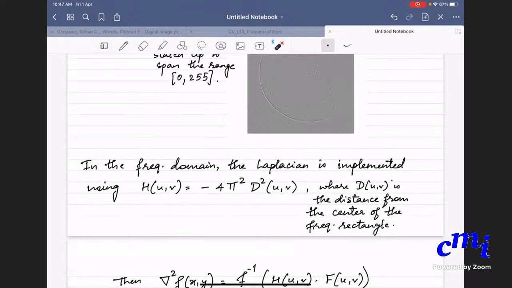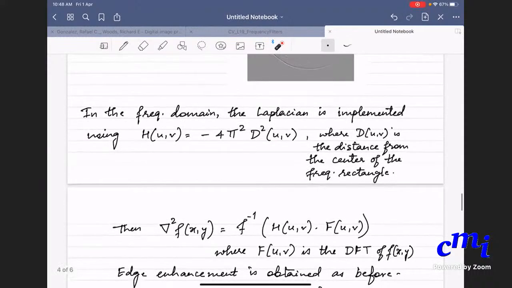So this was the recap of the Laplacian in the spatial domain. Now in the frequency domain, the Laplacian is implemented using this function. Earlier, for every filter we saw what the functions H(u,v) were. Similarly for the Laplacian, it is this, where D²(u,v) is the same notation as before: the distance of (u,v) from the center of the frequency rectangle. As usual, you will calculate the Laplacian as the inverse Fourier transform of H(u,v) times F(u,v).